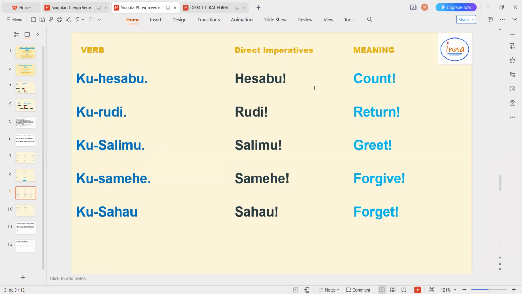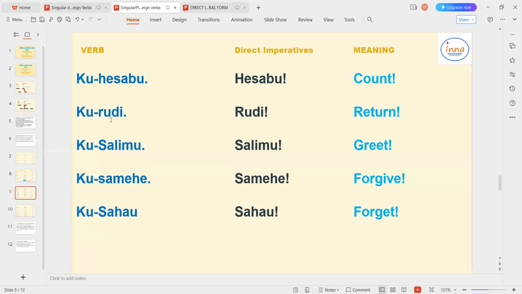Next is kurudi. Imperative rudi means return. Next is kusalimu. Our imperative will be salimu, means greet. Next is kusamehe, and imperative is samehe, means forgive. And the last one for today on this direct imperative foreign verb singular form will be kusahau. Imperative is sahau, means forget.